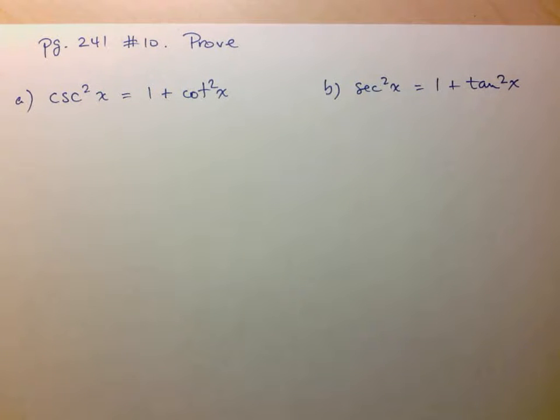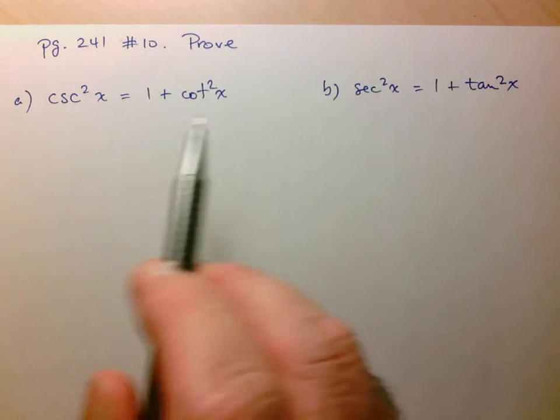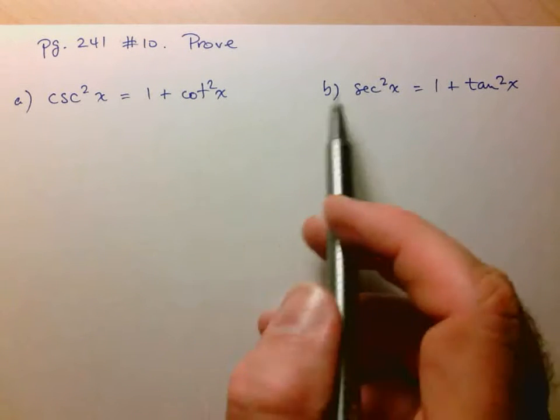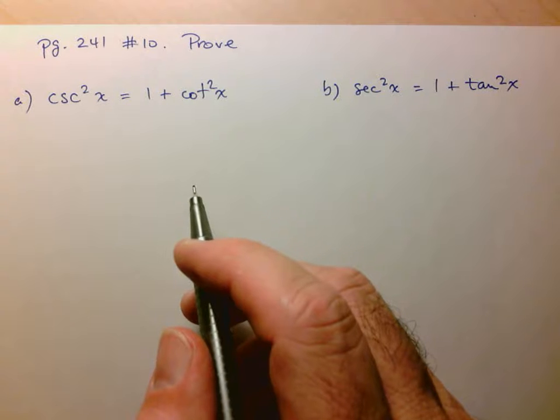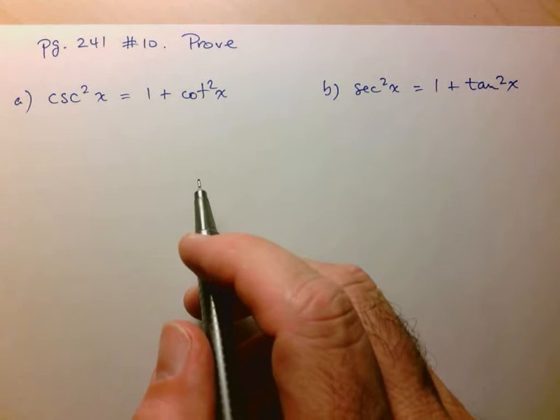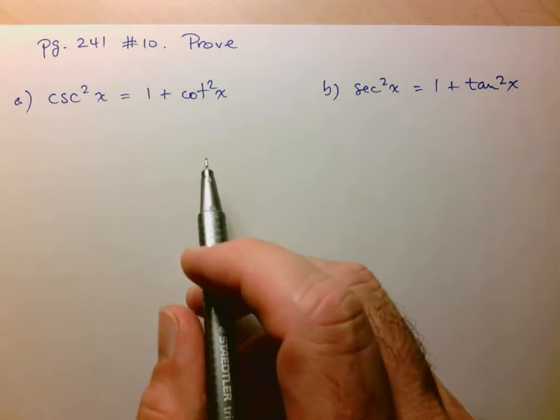Hi folks, this is a solution to number 10 from page 241. So here they ask us to prove these two identities, and these are two of the Pythagorean identities. The other more popular one is sine squared plus cos squared equals 1. Okay, so let's prove these.